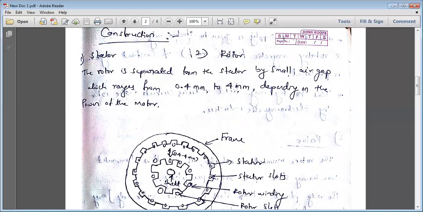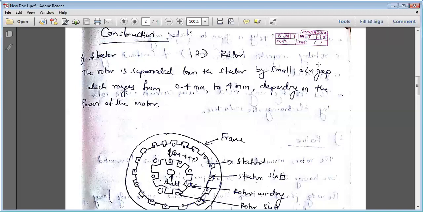But the rotor is separated from the stator by a small air gap which ranges from 0.4 mm to 4 mm depending on the power of the motor. So remember, the stator and rotor, the two major parts, are not connected. They are separated by a small air gap. They are not physically connected, but there is an air gap.